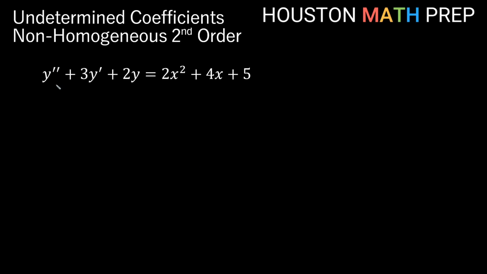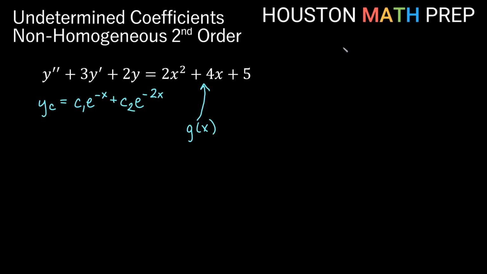For our next example here, we have the same left sides. We'll go ahead and write down the same y sub c. So this will be c1 e to the negative x plus c2 e to the negative 2x. And again, if you skipped the first example, we solved it back there, so you can go ahead and check that out. Here, this is our g of x, our right-hand side.